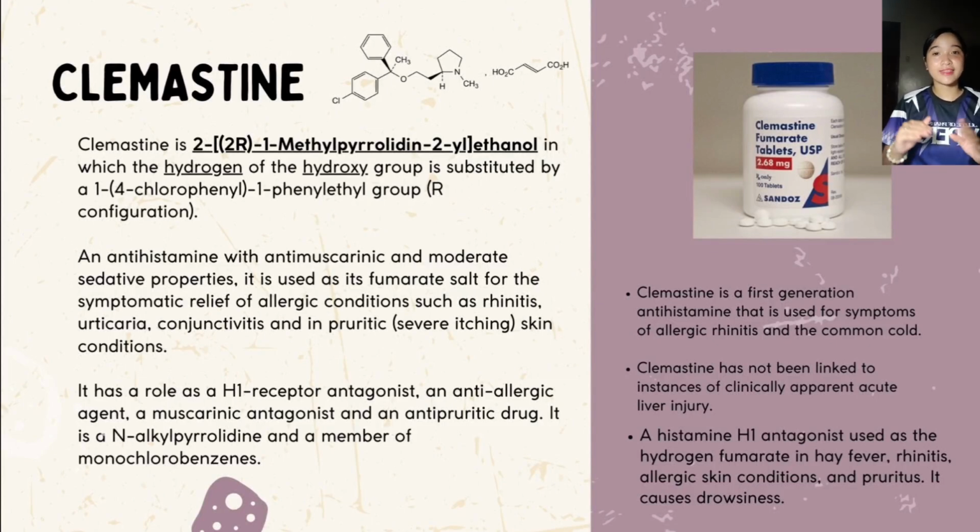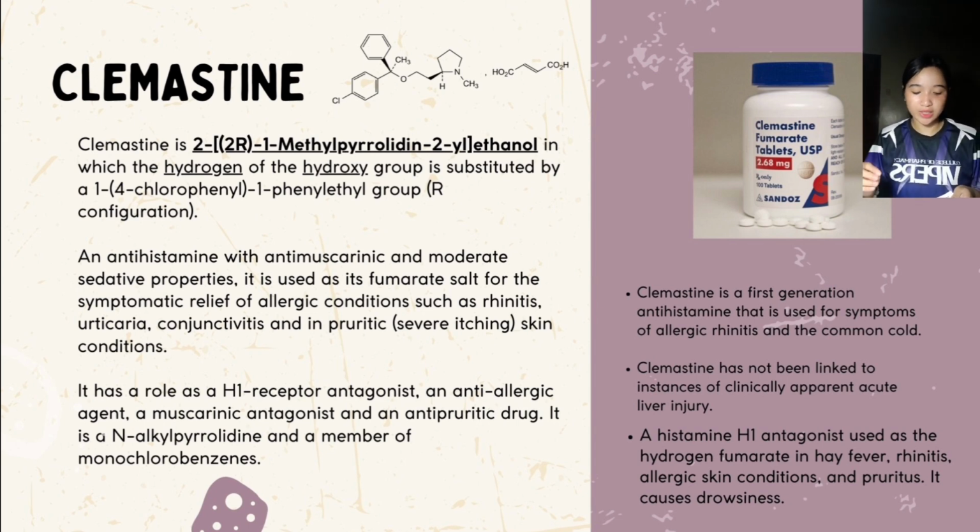Hi everyone, in these slides I'm going to tackle the chemical structure, the functional groups present, the core structure, and the implication of the structure-activity relationship of the drug named clemastine. So what is clemastine? Clemastine is an antihistamine drug with moderate sedative properties. It is used to treat allergic reactions like hay fever and common colds. It also helps in relieving symptoms like runny nose, sneezing, itching, watery eyes, and skin allergies like hives.